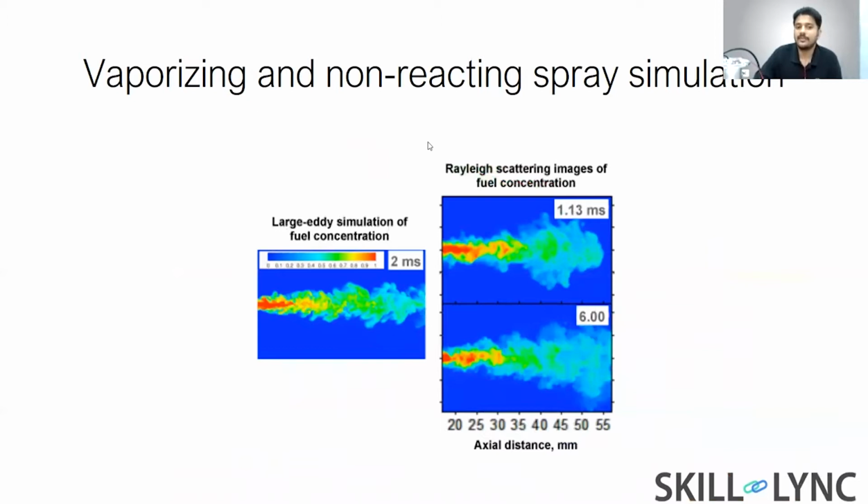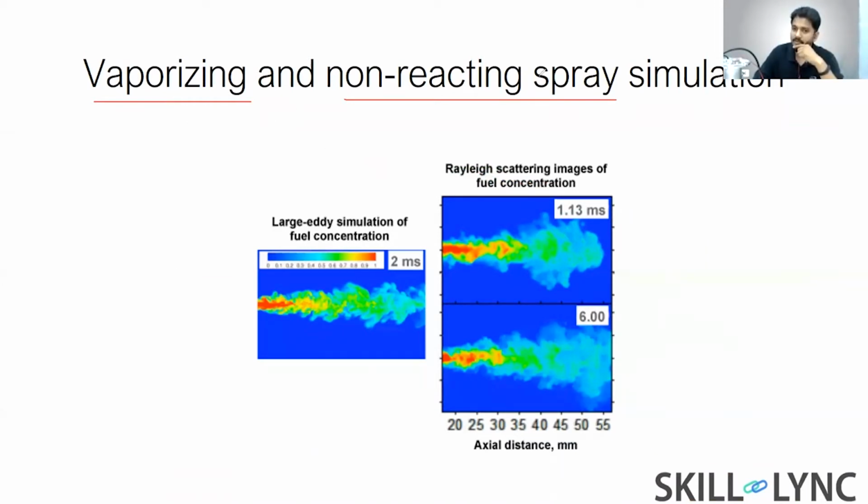In addition to this, computational fluid dynamics is also used for IC engine design. How? It is used for analyzing or simulating vaporizing and non-reacting sprays. What do I mean by that? When you take a fuel and inject it in a high temperature condition, it's going to vaporize.